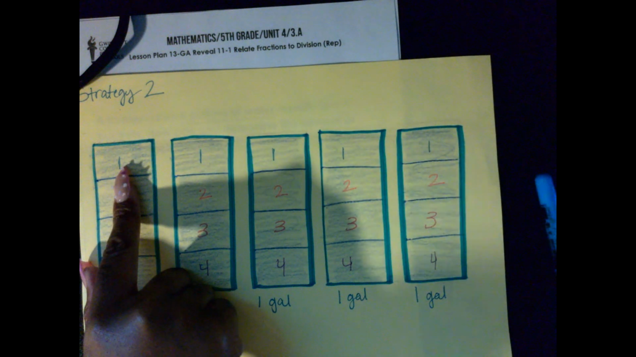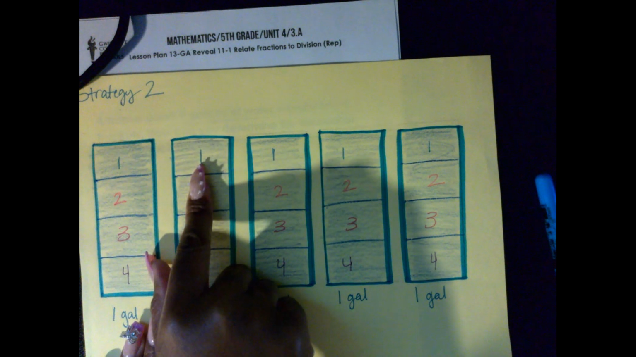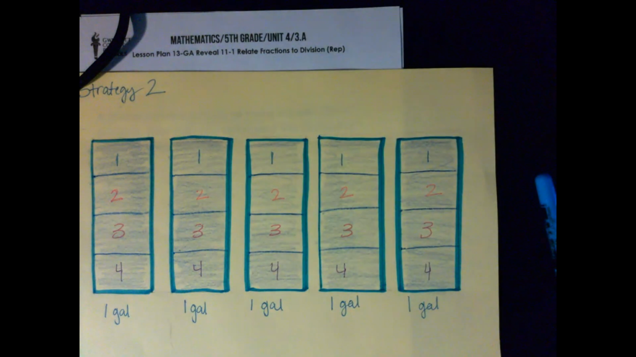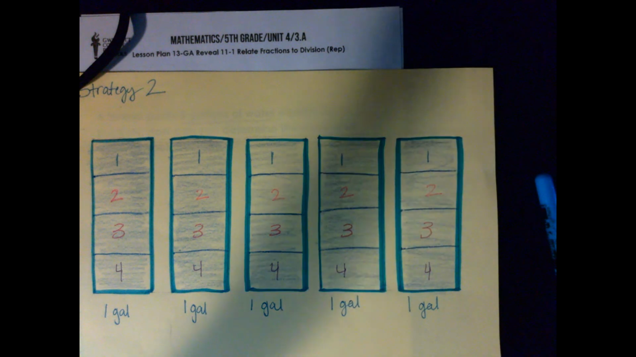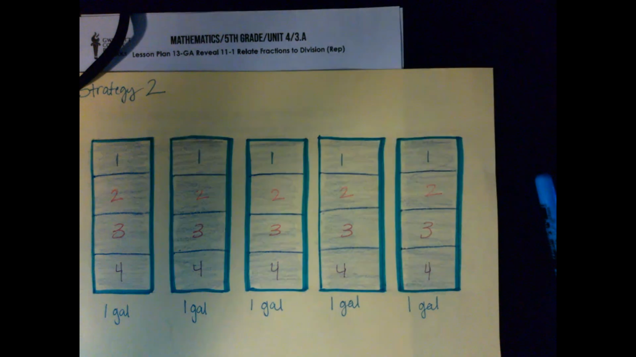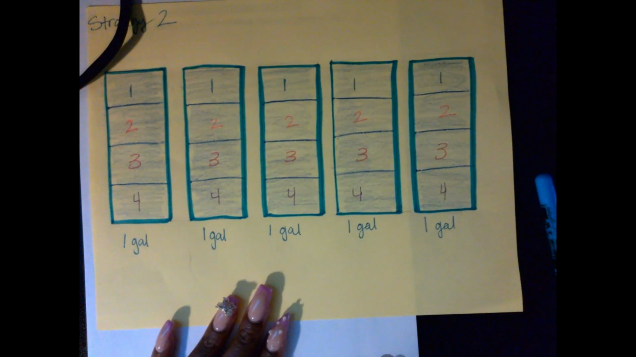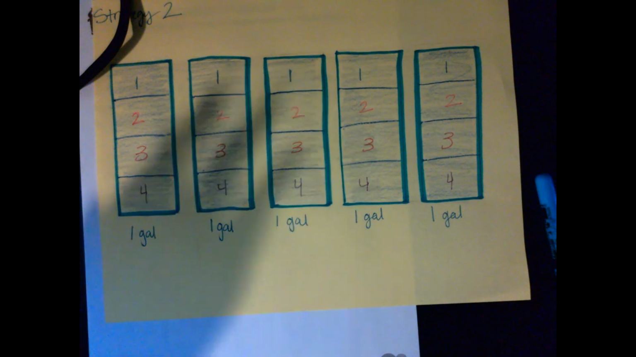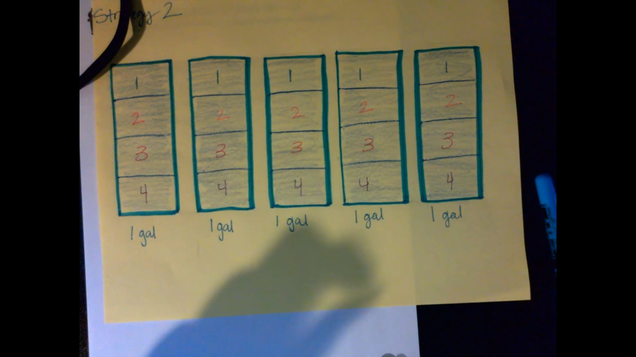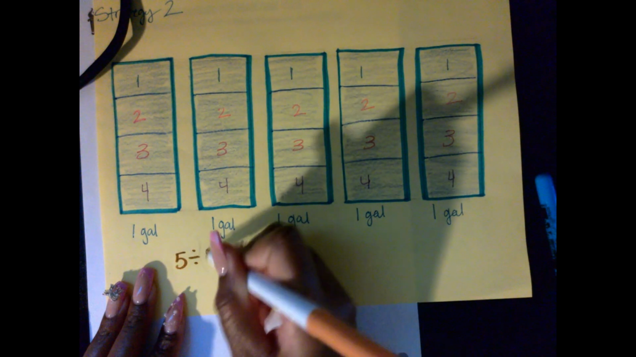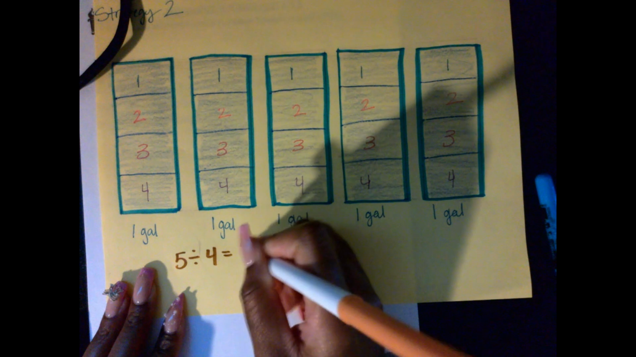All right, so bucket 1 has 1/4, 2/4, 3/4, 4/4, 5/4. Okay, so bucket 1 has 5/4 gallons of water. So that tells me that each bucket has the same amount of water. So each bucket has 5/4 gallons of water. I can write this out, similar to how I did in the first strategy. 5 divided by 4 equals 5/4 gallons.